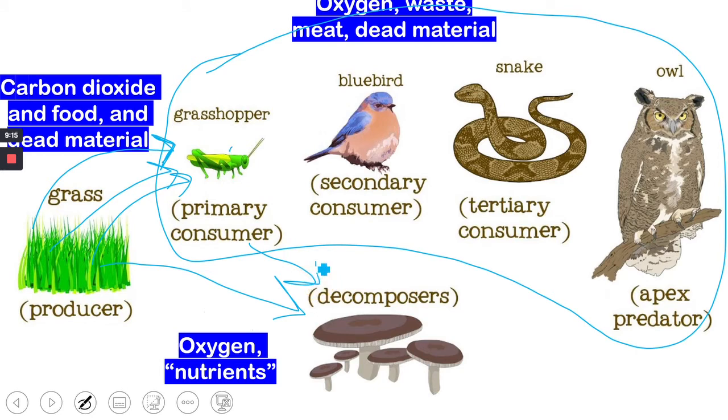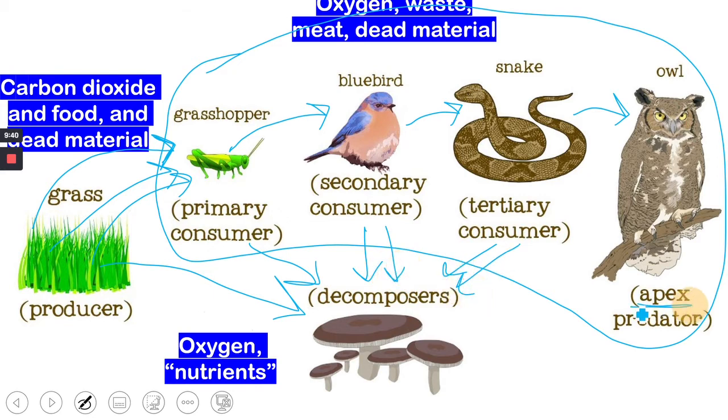But most of the time, they get eaten by other consumers. So my grasshopper will get eaten by the bluebird, could get eaten by the snake, could get eaten by the owl. It's also possible that they would die and get eaten by the decomposers, but we also know they're all going to poop, and their poop gets eaten by decomposers.